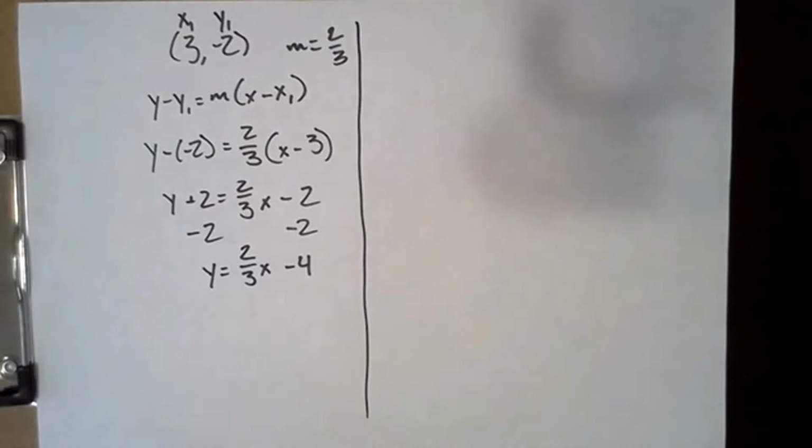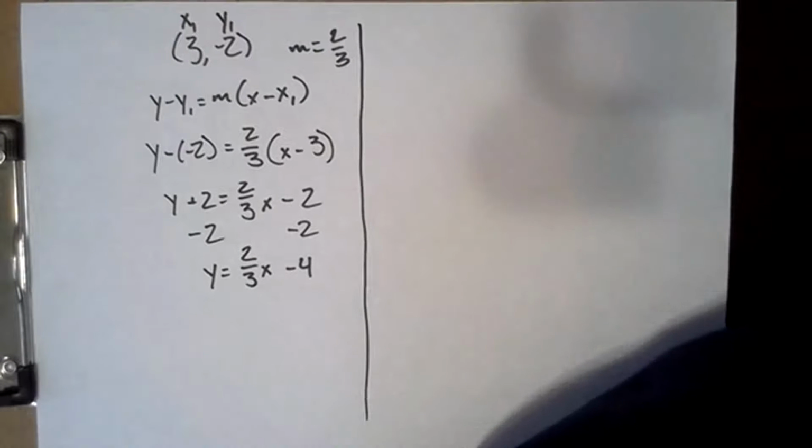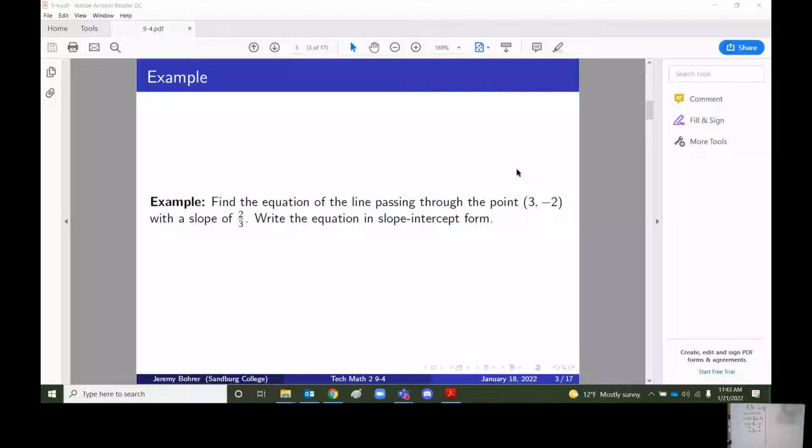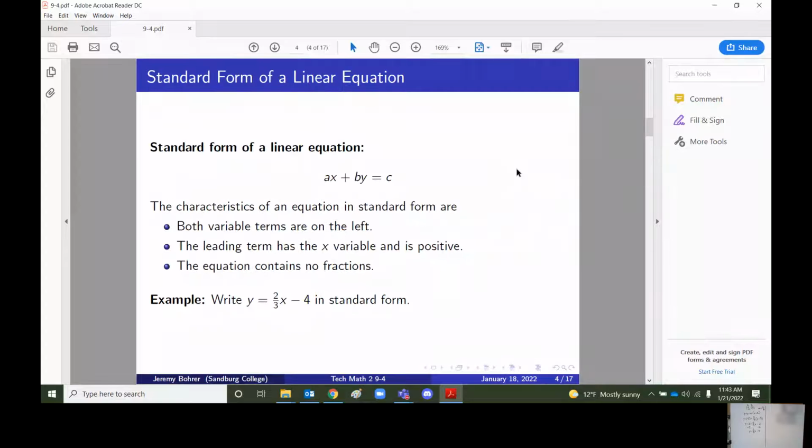Moving on, in our next problem, we're asked to write y equals 2/3 x minus 4 in standard form. Here is what it says about standard form here. Our variable terms are on the left. The leading term has the x variable and is positive, and the equation contains no fractions.